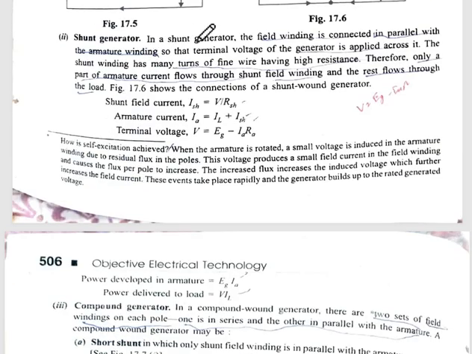Shunt generator. In shunt generator, the field winding is connected in parallel with armature winding so that terminal voltage of generator is applied across it. The shunt winding has many turns of high resistance and therefore only part of armature current flows through the shunt field winding and the rest flows through the load.